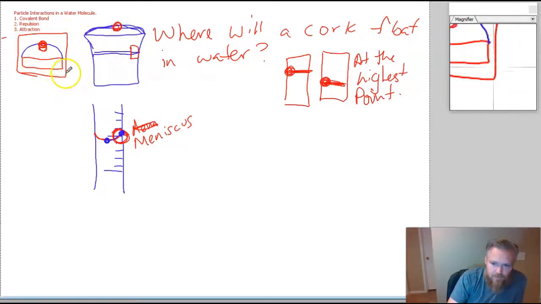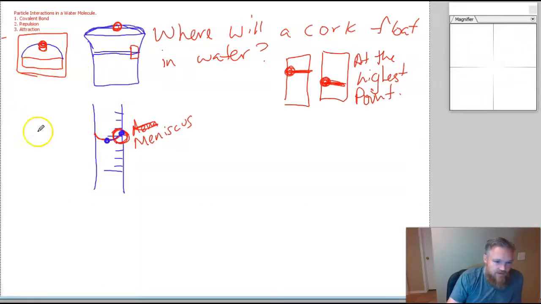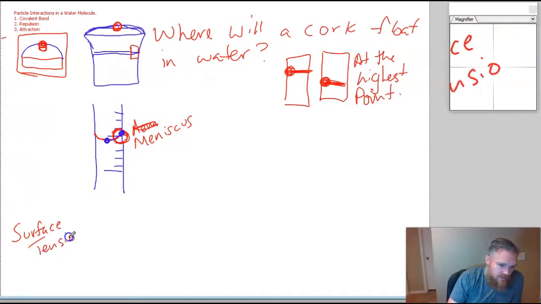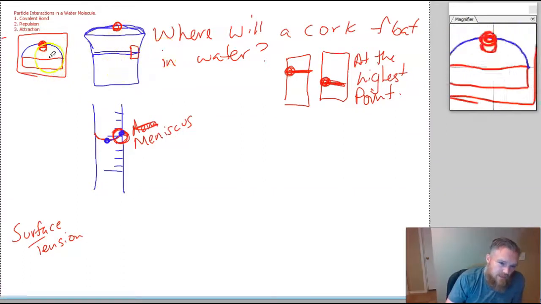Now, why does water do that? Usually people throw out the word surface tension, right? Surface tension. Which, if you say that, I mean, you're right, but what causes surface tension, right? And that's what we really need to understand.